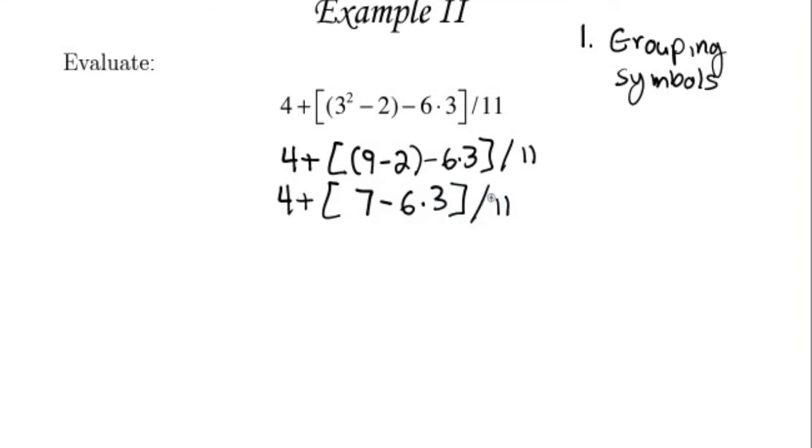So I eliminated those parentheses, minus 6 times 3. Okay, I got rid of my parentheses, but I still have some brackets here that I have to get rid of. I look inside the brackets and I see I have no powers. I do have multiplication. So I'm going to get 7 minus 18. Now all I have left is subtraction.